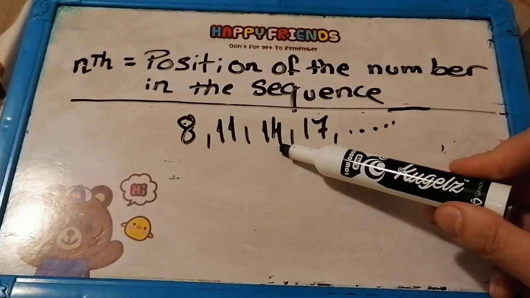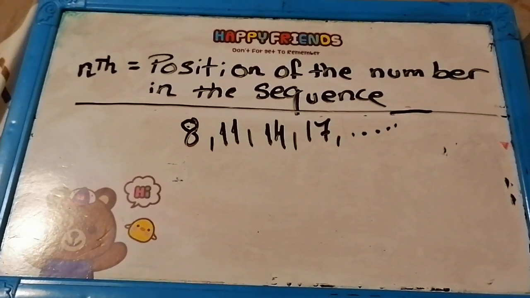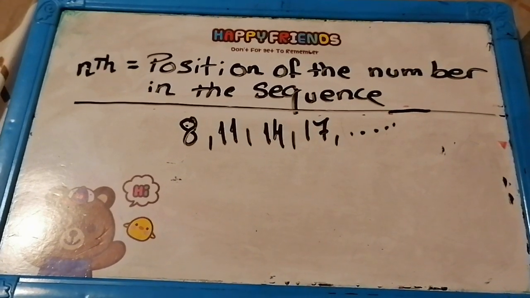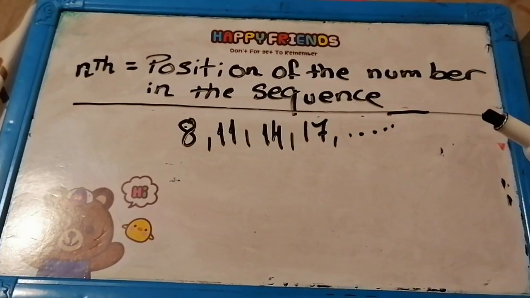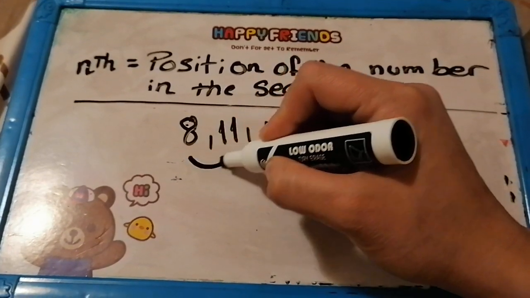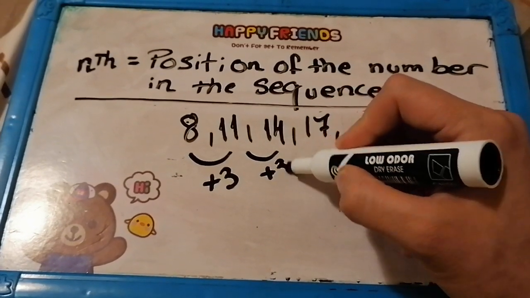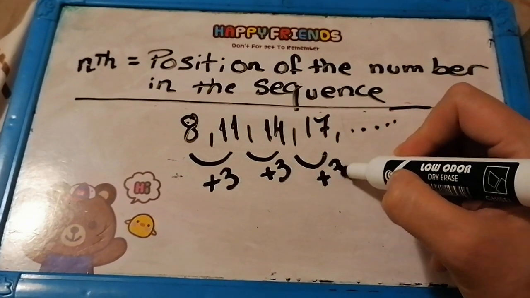Then 11, 14, 17. What is the first thing that you should do in any sequence? First, see, is it going up or down? Here it's going up, okay? Going up by what? Going up by 3, right? So this is plus 3. This is plus 3. So each time I'm adding 3.